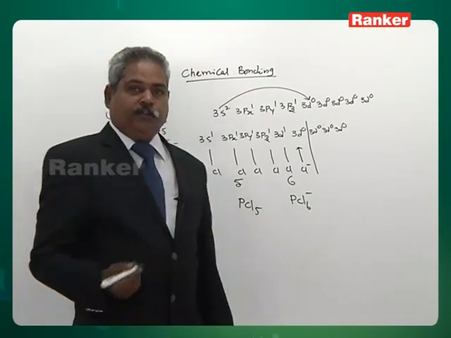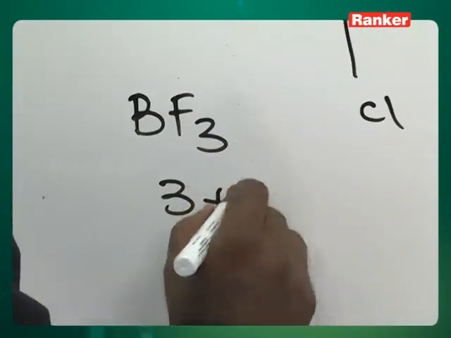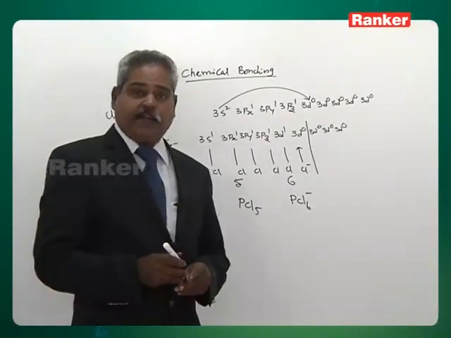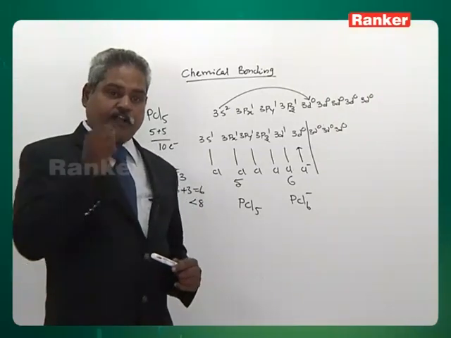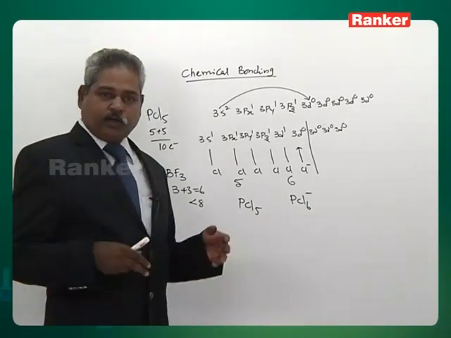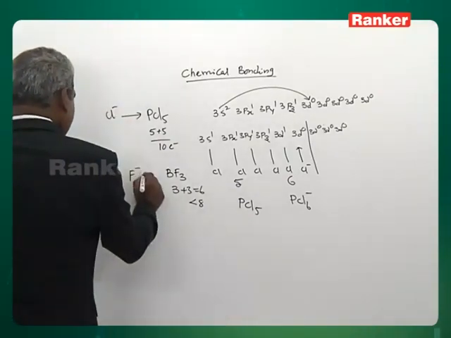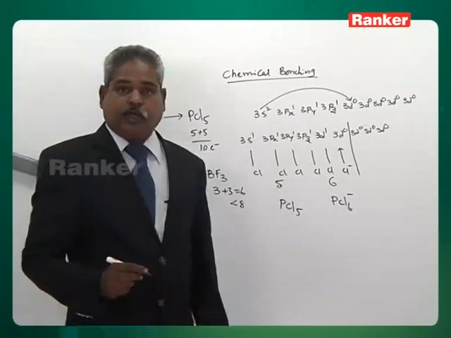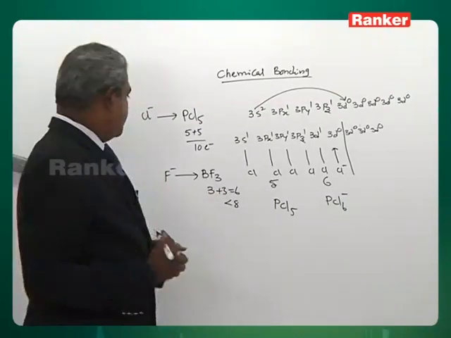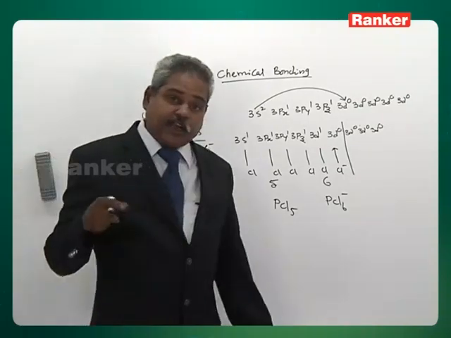Because if you are short of electrons, as in the case of boron trifluoride, 3 plus 3, 6, it is less than 8. Boron trifluoride has less than 8, and such species are called electron deficient species. Boron hasn't got the octet, but it had no alternative. Therefore, it formed BF3. So, if boron trifluoride accepts a pair of electrons, it is understandable. You will say boron has a shortage of electrons, therefore it is taking from others. But when you look at PCl5, it is an electron surplus. It has 10 electrons. But why is it still accepting?